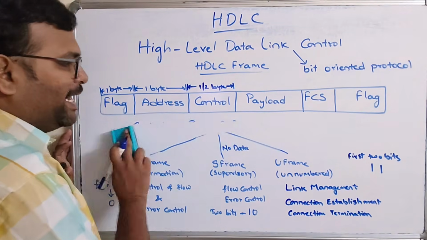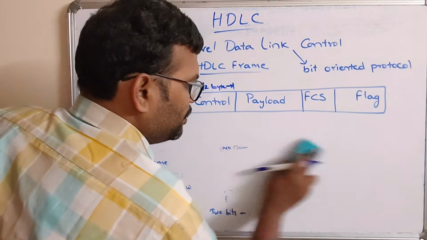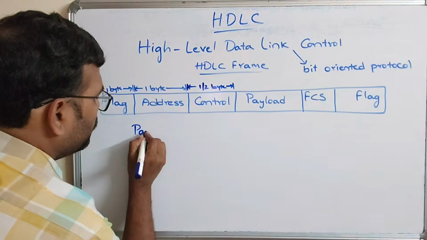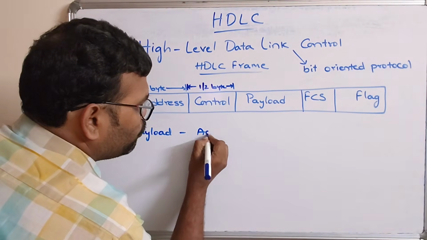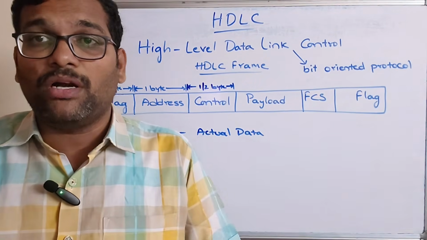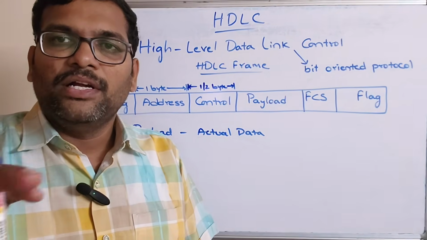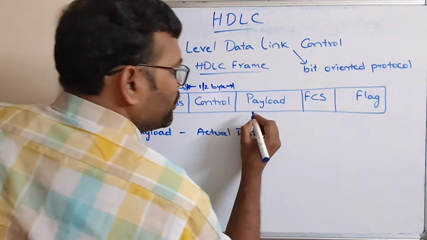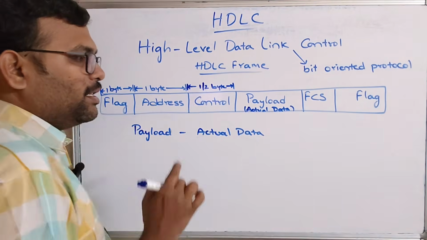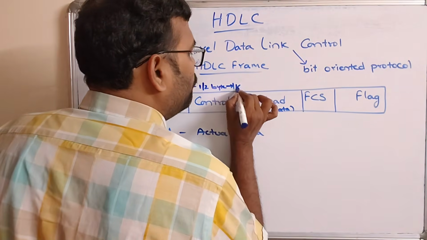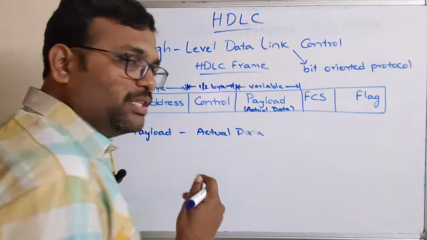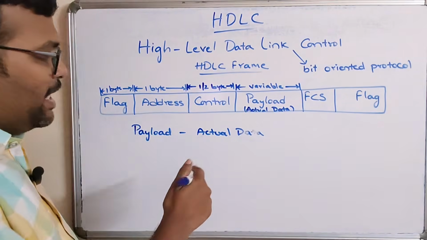Our next field is the payload. Here the payload is the actual data, the information which the sender wants to send to the receiver. The size of this payload will be variable. We can't say the size; it's not fixed, it depends upon the bandwidth.